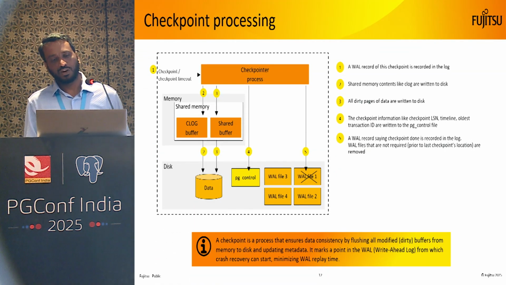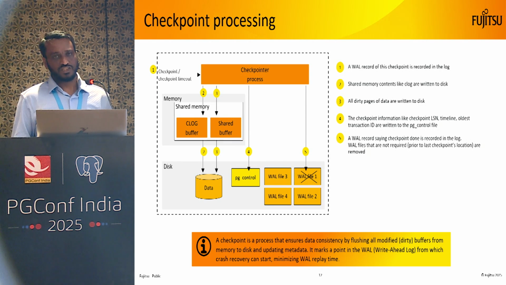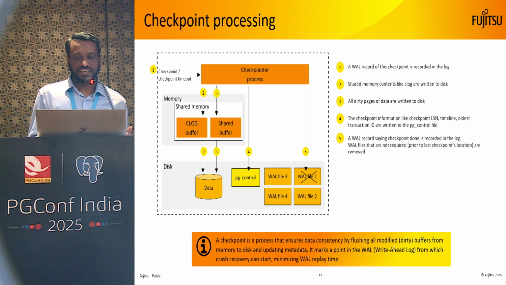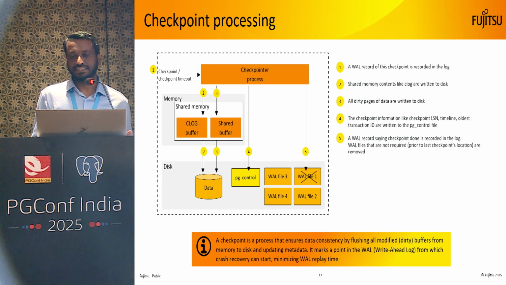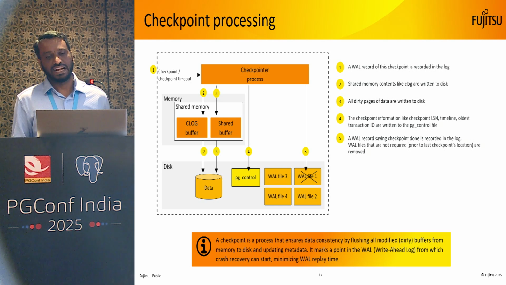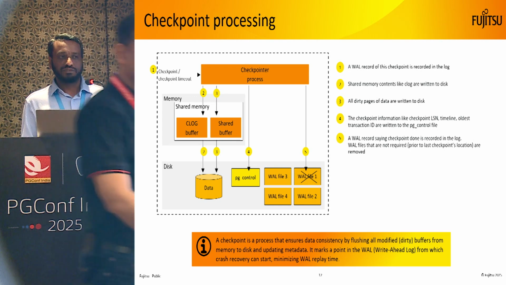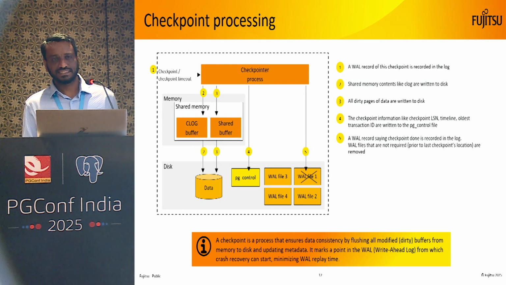So let's see now how checkpoint happens and how it helps WAL. As soon as the checkpoint is started, we will write a WAL record for this checkpoint. Then we will flush the shared memory contents like C-log to disk, and then we flush the shared buffers. So like in my second slide I told you that we had dirty buffer contents and the WAL buffer contents. WAL buffer contents we had flushed either through the WAL writer or through the backend for synchronous and asynchronous commit.